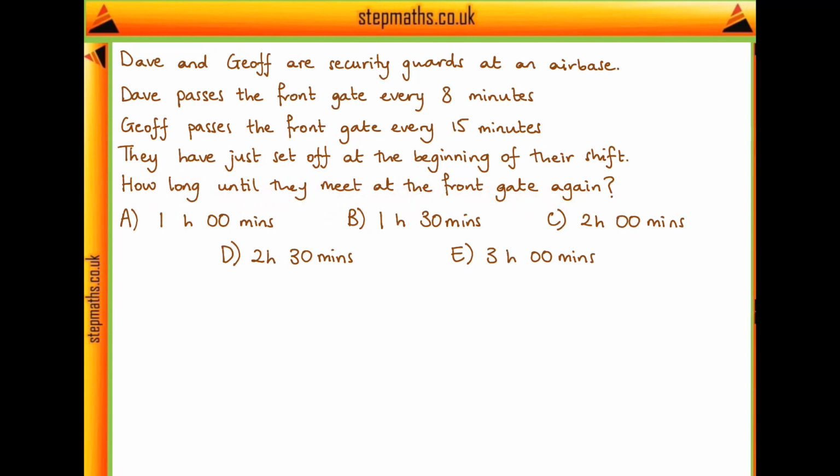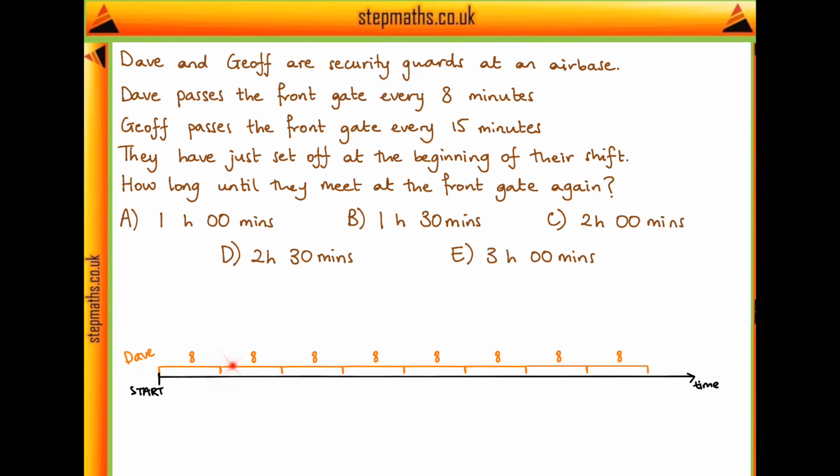So if I do a bit of a picture, here is our timeline. This is when they start at the beginning of their shift, and this is time. Then Dave passes the front gate every 8 minutes, and Jeff passes the front gate every 15 minutes. So if this is time 0, then at what times does Dave pass the front gate again? Well, the first time would be just 8, and then the next time will be 8 minutes on from that, so that's 16, then 8 minutes on again, so 24, and so on.